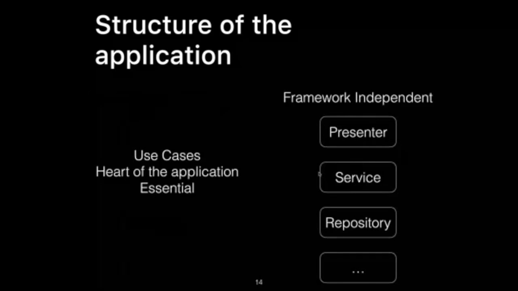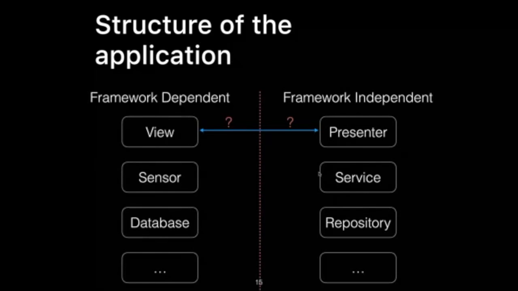Then, on the other side, we have the framework-independent part. These are our use cases. It is the heart of our application. This is more known as our domain or our business logic. And this is the essential part of our application that provides the value to our users. But then comes the question, how do these two parts communicate together? They should obviously communicate. We need to draw something on screen, and we need to respond to user events.